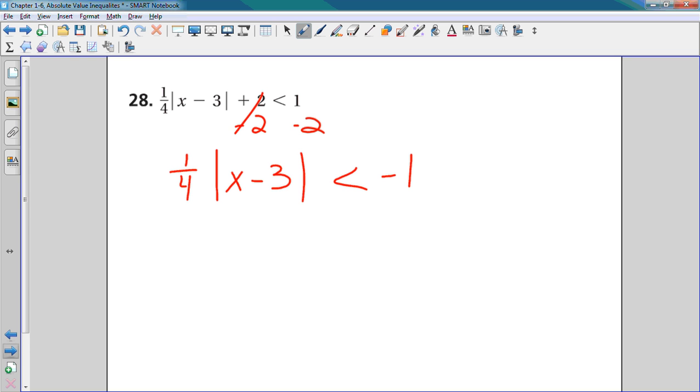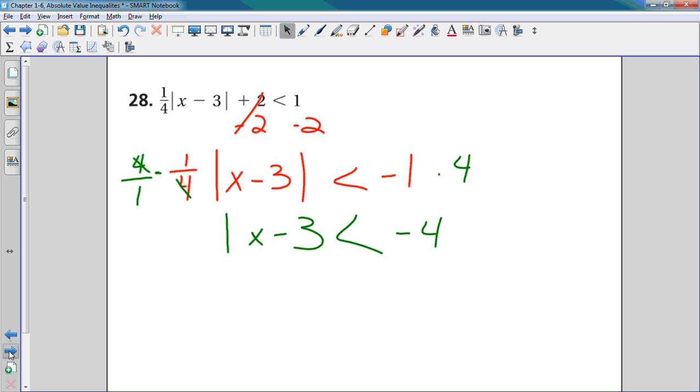How do you get rid of a fraction? We've talked about this. How do you get rid of a fraction? You multiply by the reciprocal. So I'm going to go ahead and multiply both sides by 4/1. This one I don't have to write as a fraction because we're not multiplying by a fraction. So I have -1 times 4 gives me -4. And these are going to cancel, so I'm left with the absolute value of x minus 3 less than -4.